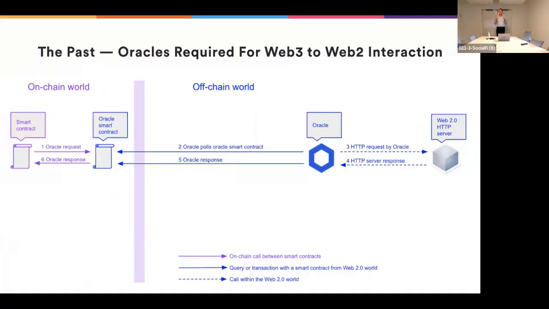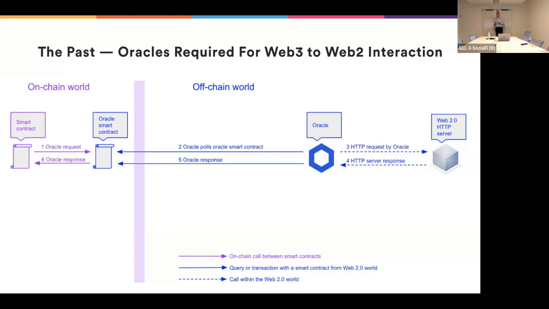From the view of the Internet Computer community, the past was that oracles are required for any form of Web3 to Web2 interaction. How this works in the oracle world is that, for example, if Ethereum wants to integrate with Web2, like getting an exchange rate from Coinbase into a smart contract, you would need an oracle off-chain, which is a trusted entity, and an oracle smart contract as a proxy point on-chain. Your smart contract would contact the oracle via a request to the oracle smart contract. The oracle would poll this oracle smart contract, fetch requests, execute them off-chain, put the results back into the oracle smart contract, and then the results would come back to your smart contract and the circle would be closed.